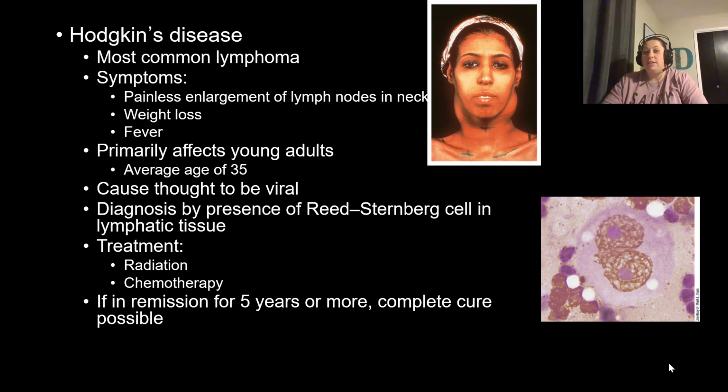How do we diagnose Hodgkin's lymphoma versus other lymphomas? Well, we actually look for the presence of a certain kind of cell called Reed-Sternberg cells. These are located here. You can see them in the picture. And when we take a biopsy of the lymphatic tissue, if these cells are present, then it is considered Hodgkin's lymphoma. Treatment for Hodgkin's lymphoma is radiation and chemotherapy. Now, if in remission for 5 or more years, they can actually say that you have been completely cured. There's still a slight chance it could come back, but if you can stay in remission for 5 years or more, then you have a very good prognosis.